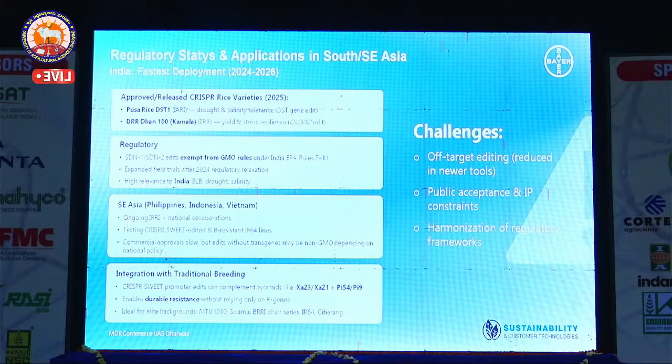Therefore, identification of key traits is very important. These are the challenges. If you see the complexity of the trait and the evolution of these newer races, in fact, this is reduced with respect to fungal and bacterial races compared to the virus. Public acceptance and IP constraints are one of the biggest challenges. And the pyramiding time we are taking, and the harmonization of the regulatory framework.